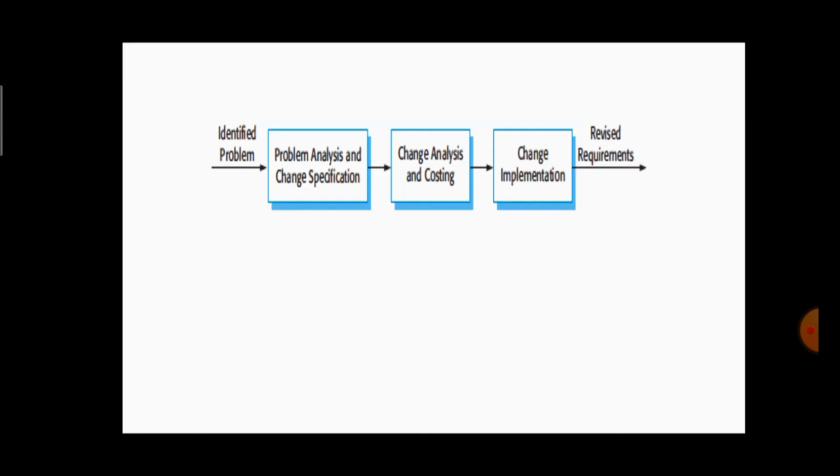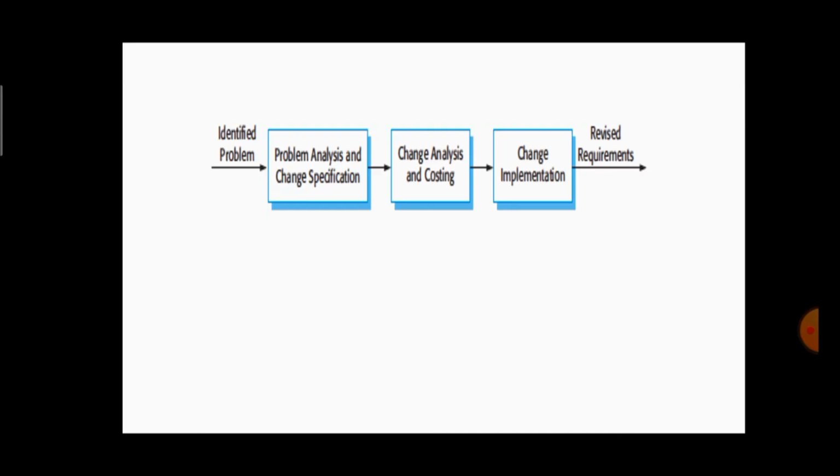Once all the analysis is completed and you are okay with the cost, you can implement the change. Implement means you can include that change in your software. You can develop that change in your software. Change implementation means the extra requirement that the customer wants changed can be included in your software, right? Then you can revise requirements. You can include this requirement change in your requirement document. After changing the requirement, you have to include that in the requirement document, because now it is changed.